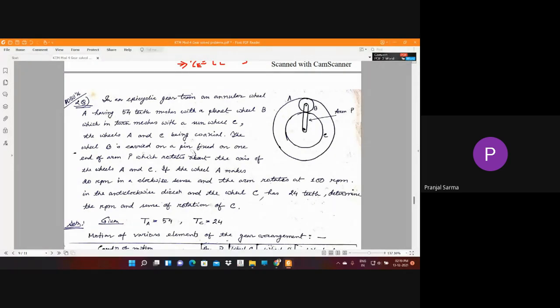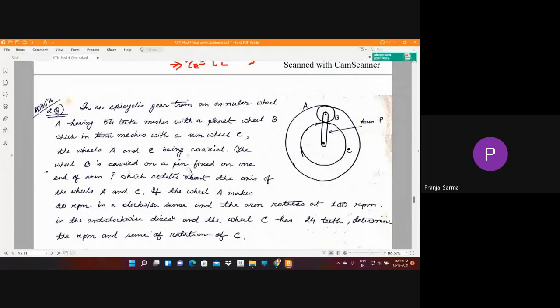Okay, so this problem statement says there is an epicyclic gear train, and there is an annular wheel that is also there in the epicyclic gear train. That is annular wheel A. It is having 54 teeth and it is meshing with a planet wheel B, which in turn meshes with a sun wheel C. The wheels A and C are coaxial. That means their center of rotation is the same. A is the annular wheel, C is the sun wheel.